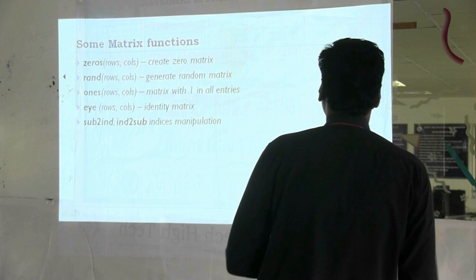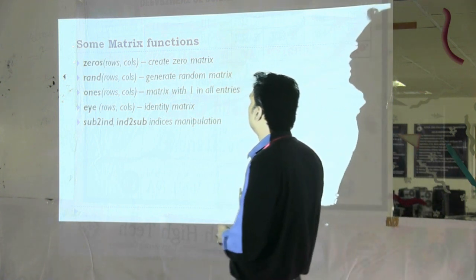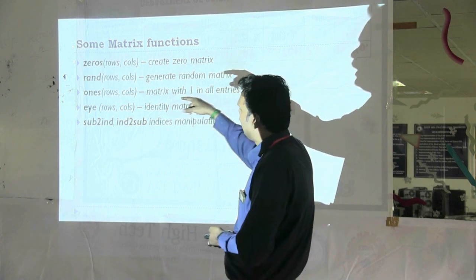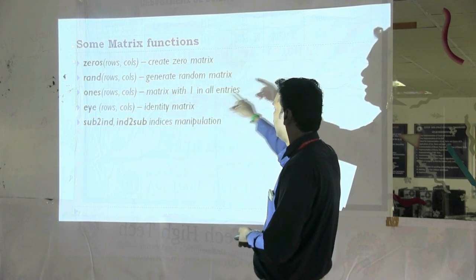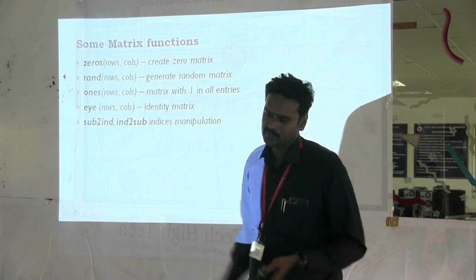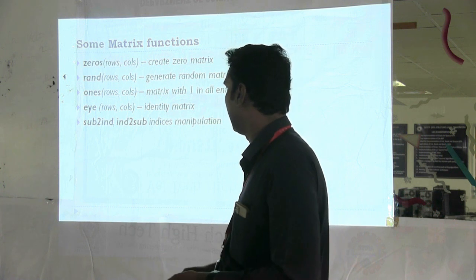Some matrix functions are there, some special cases. What are the special cases? Zeros, random, ones, identity, then substituting values. These cases you are always using, and sometimes they are used directly.